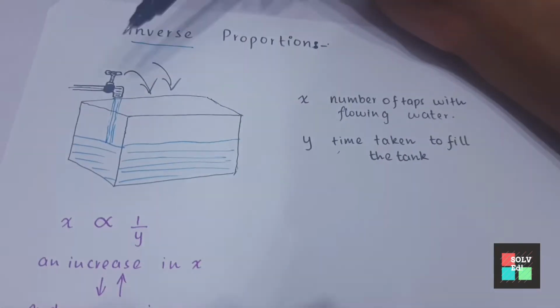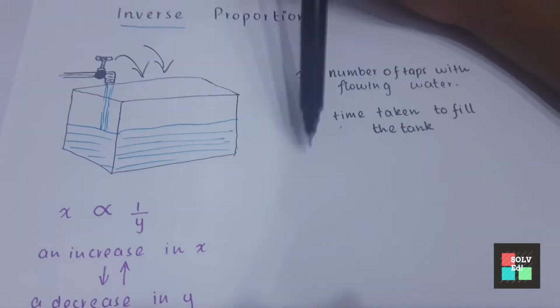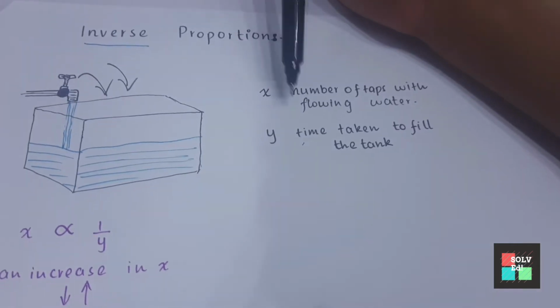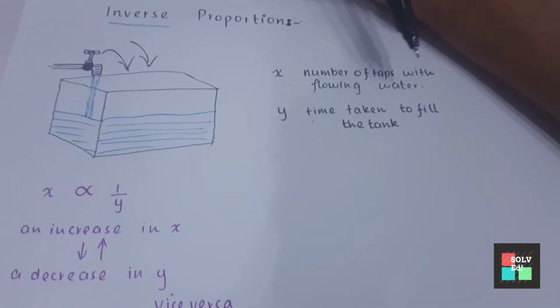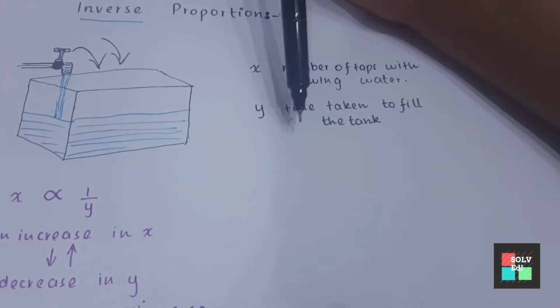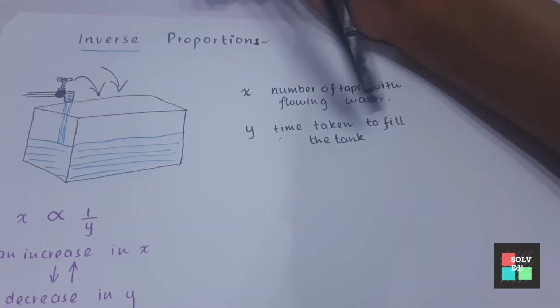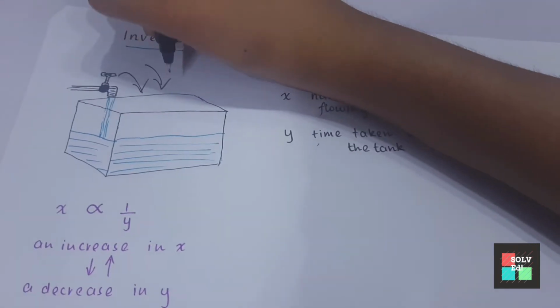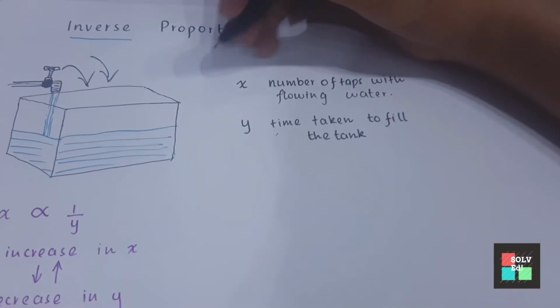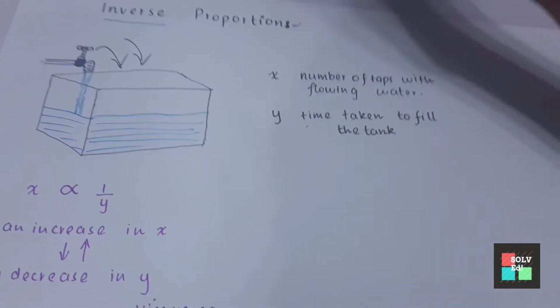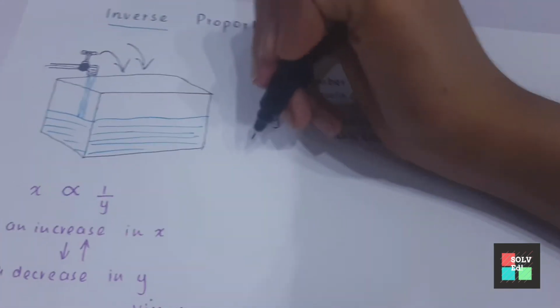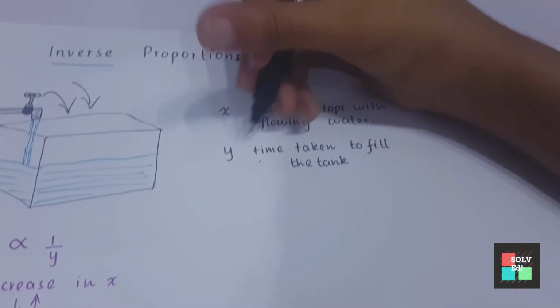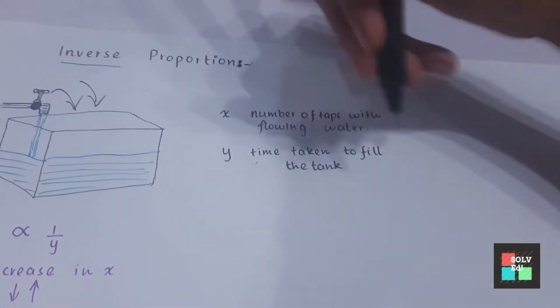To make this a little bit more visual, or really tap into your knowledge, here is the example that I like to give. Say you have a water tank, and the first variable, x, represents the number of taps with flowing water, and y is the time taken to fill the tank. Pause this video and think: if I increase the number of taps, that is x, would y decrease or increase? Remember, y is the time taken to fill the tank.